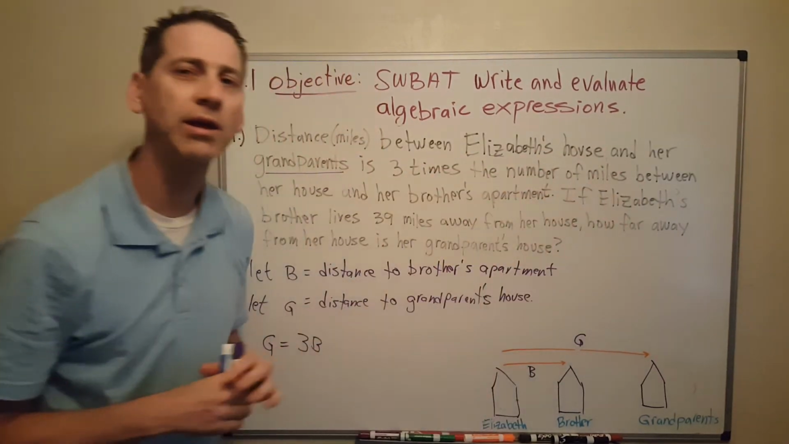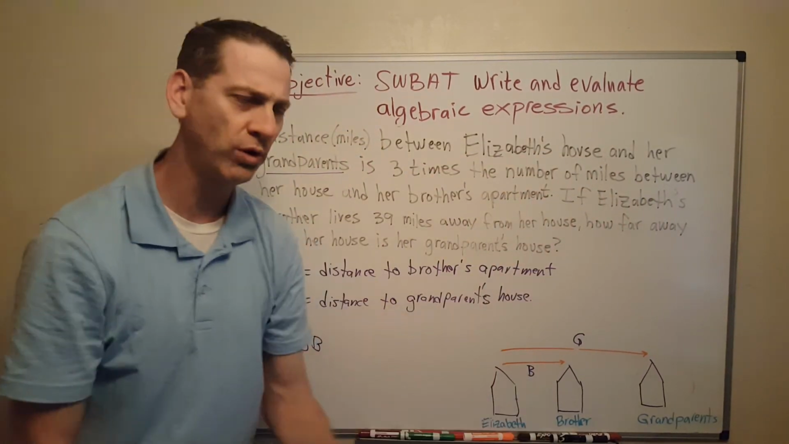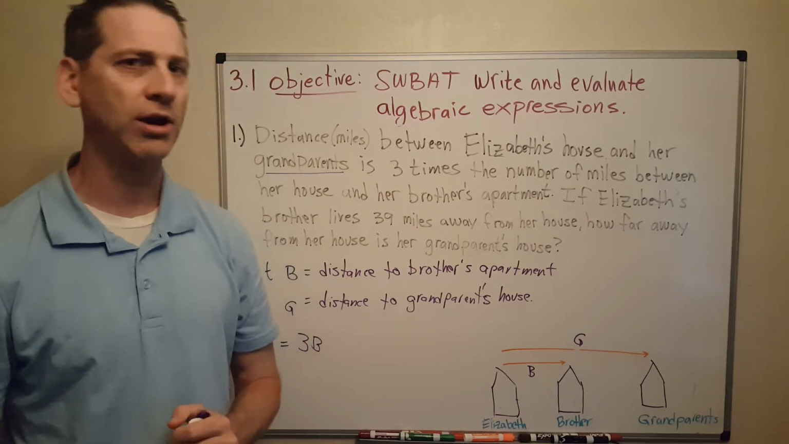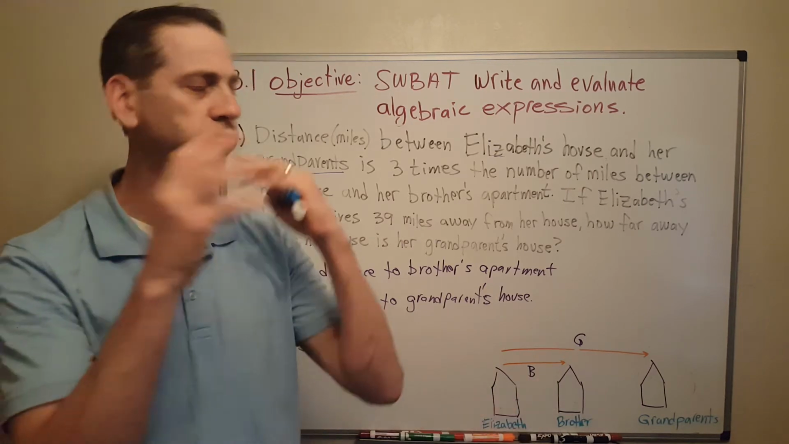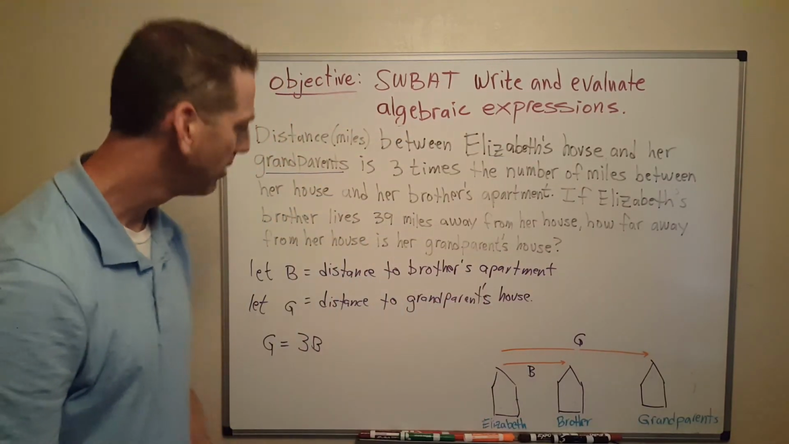It's very wordy. Hey, the distance between Elizabeth's house and her grandma's house is 3 times as much as the distance between her house and her brother's house. I mean, blah, blah, blah, blah, right? Look at math.